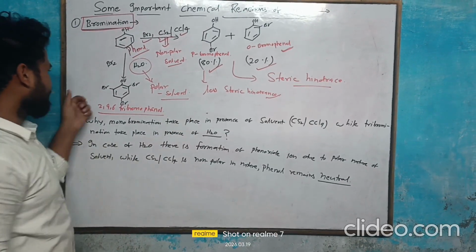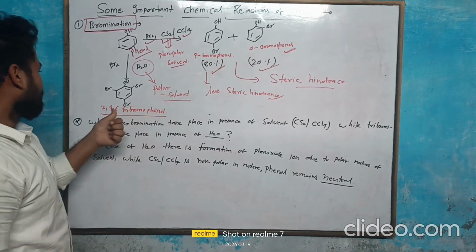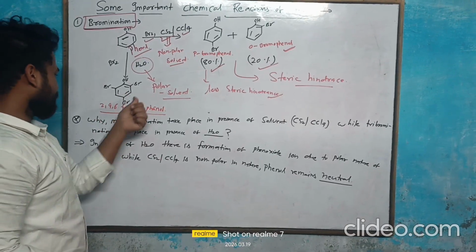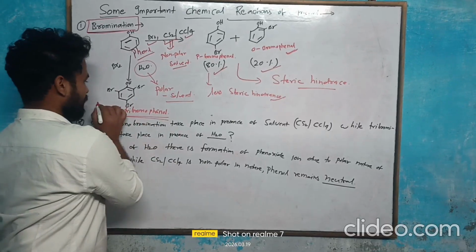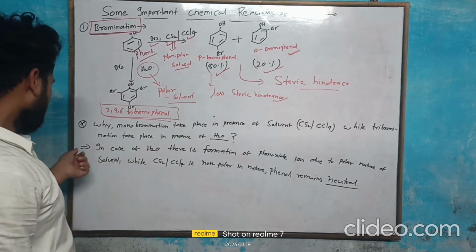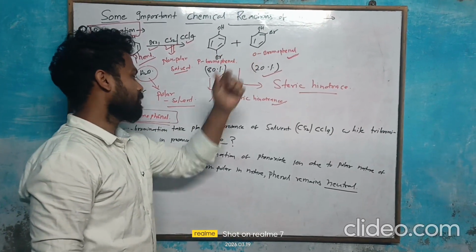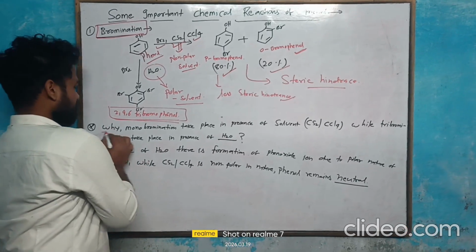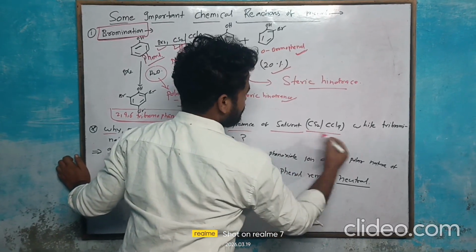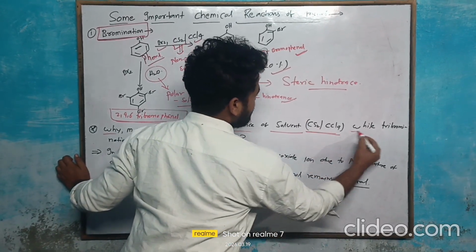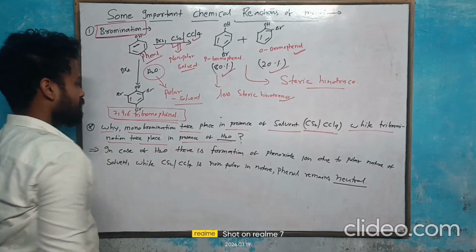Here the product is very different from this. Here this is monobromination only, while in this case there are 3 bromines added. This is the tribromo product. Its name is 2,4,6-tribromophenol. Why is there tribromination here and monobromination there? I have written this question: why does monobromination take place in the presence of solvents like CS2 and CCl4, while tribromination takes place in the presence of H2O?